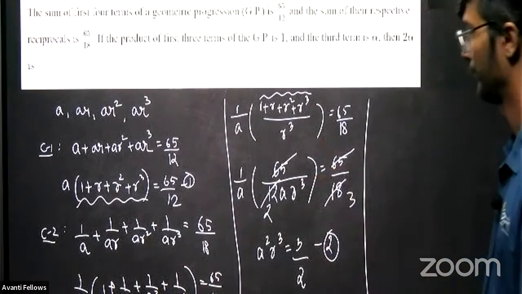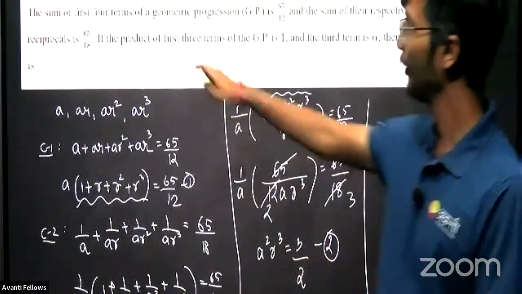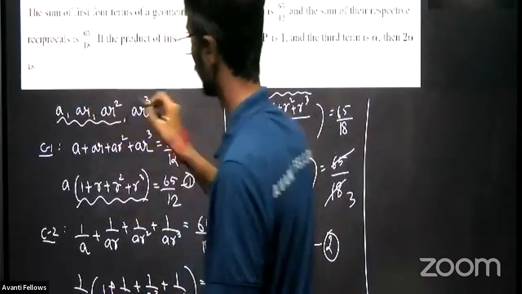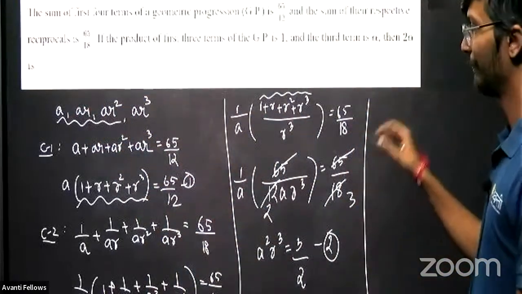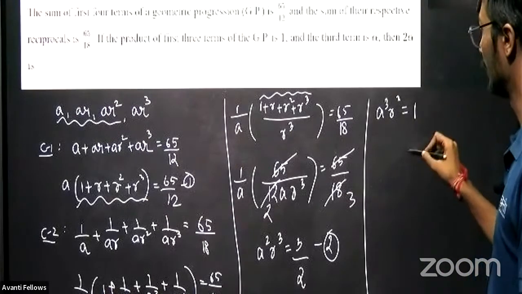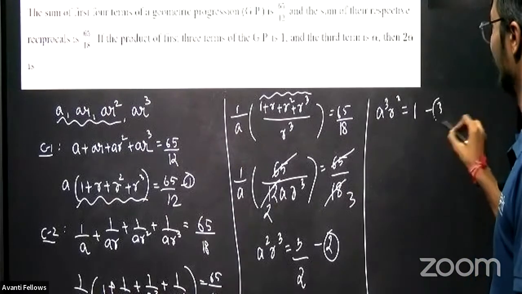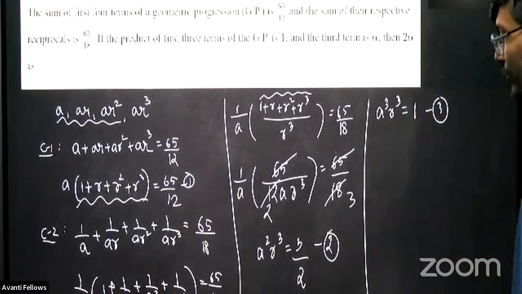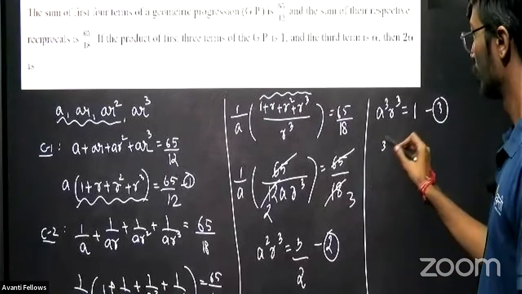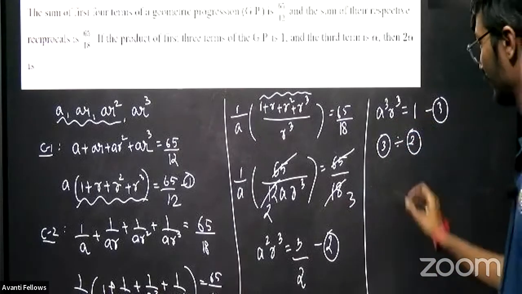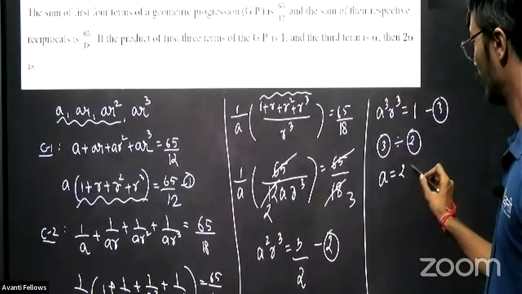Yeah, cross multiply. The third is the product of first 3 terms. These are the first 3 terms. So if I multiply them, I'll get A cube R cube is equals to 1. This is equation number 3. Just divide both the equations, 3 divided by 2. So what I'll get is A is equals to 2 by 3.